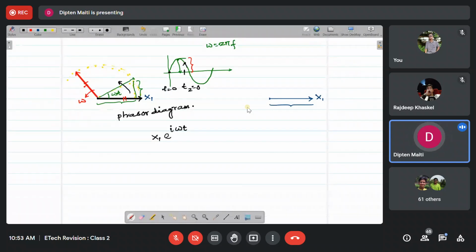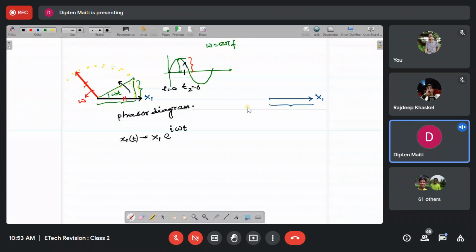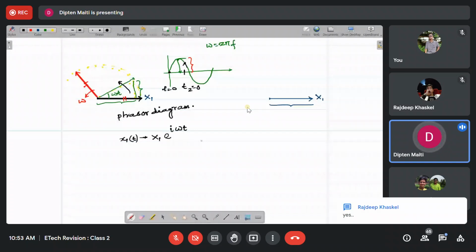So we can find the complete definition. That means you can consider the sine case, consider the cosine case, whatever. However, you have all the information here. Okay. Because this represents the line also, and we have all the information, we can consider this to be the representation of the x1 quantity.